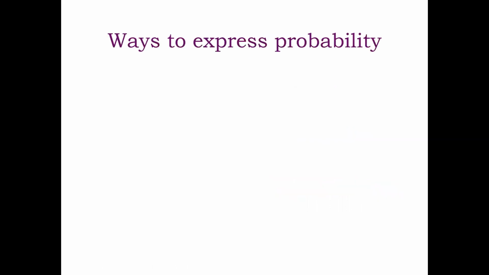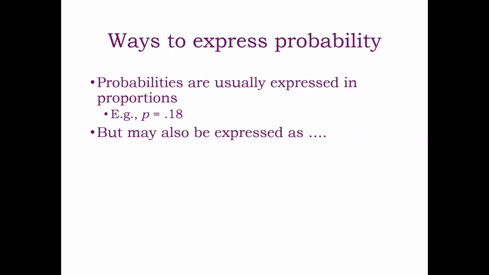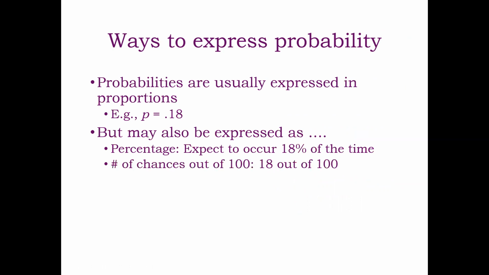Okay, ways to express probability. Probabilities are expressed in proportions, right? P equals 0.18. But you can also talk about percentages, 18% of the time, 18 out of 100. You can also turn it into odds. So 0.18 is just 1 over 5.55, right? So these are just a little review.